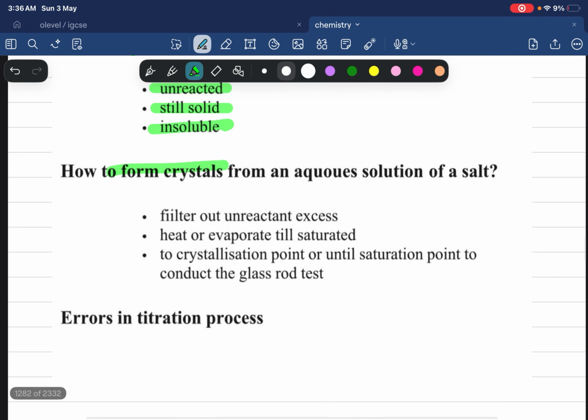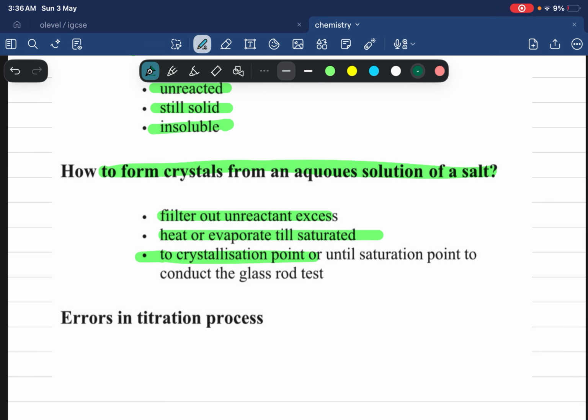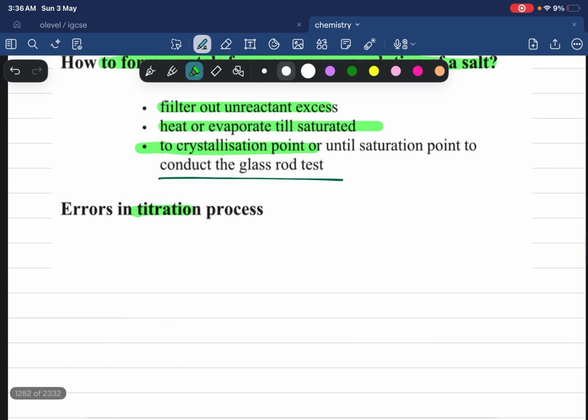How to form crystals from an aqueous salt solution? How do you form crystals? You should know the process of crystallization. You filter out the unreacted excess, the part that's unreacted, you just throw it out. You heat the remaining solution till crystallization point. It's very important, till this solution is saturated, and then you check it with a glass rod. After you have checked it with a glass rod, you allow it to cool and crystallize, and then your crystals form.